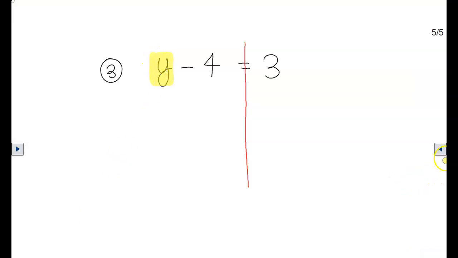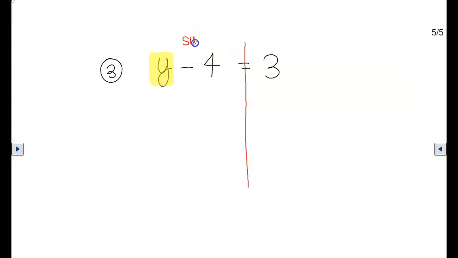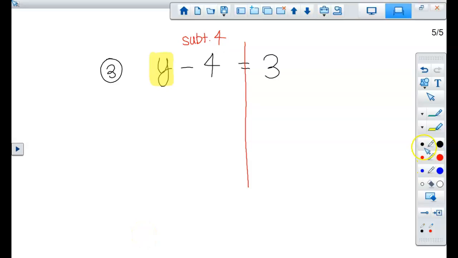So the question for you ought to be, what is happening to y? What is this equation doing to y? Well, it says that the equation is taking y and it is subtracting 4. So that's the one operation that this equation is doing. It is subtracting 4. So I have to undo that.